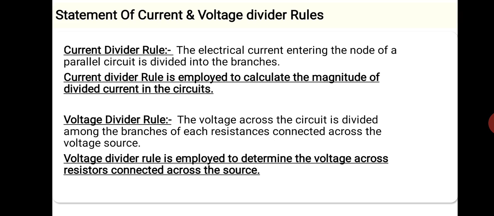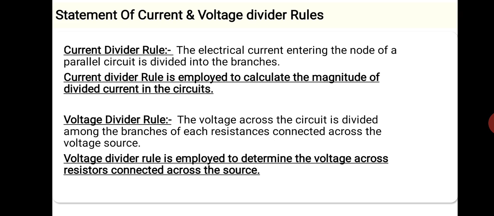Let us understand the current and voltage divider rules, CDR and VDR, and their statements. First, we shall discuss the current divider rule. The current divider rule states that the electrical current entering the node of a parallel circuit is divided into branches. It is employed to calculate the magnitude of the divided currents in the circuits. It is called CDR.